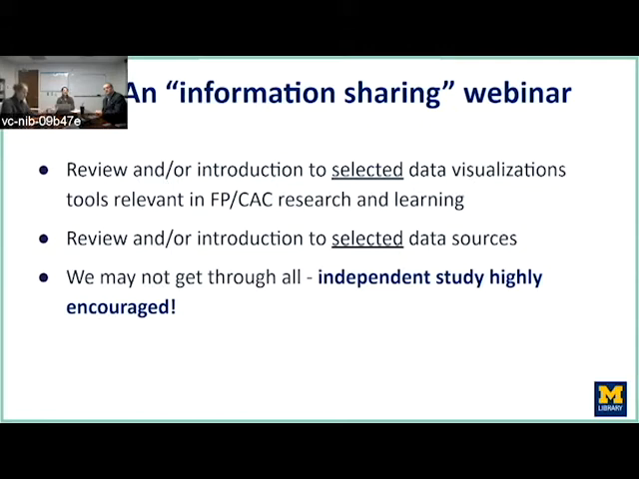Another thing is I have packed this presentation very tightly. We may not get through it all. That being said, you are going to get all the slides with links and practice questions. And I would encourage you to do independent study with the slides. I always like to have a little bit more than a little bit less for us to cover.